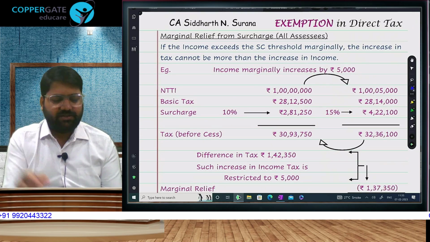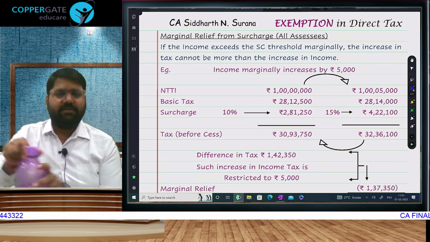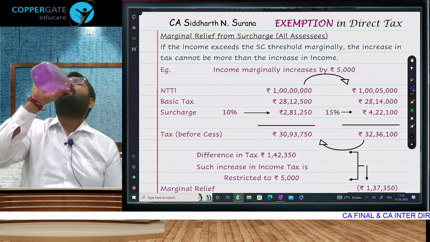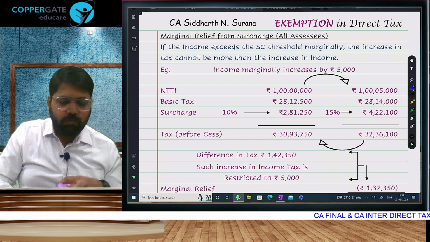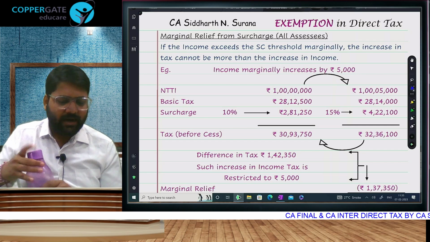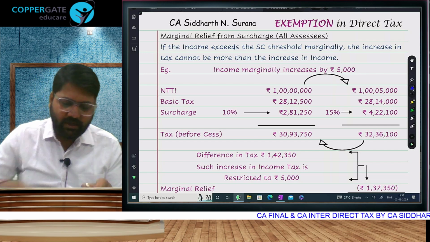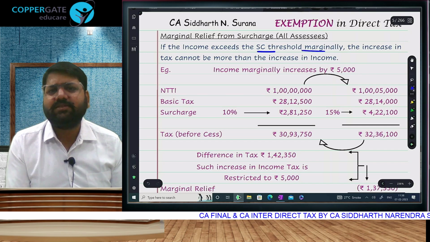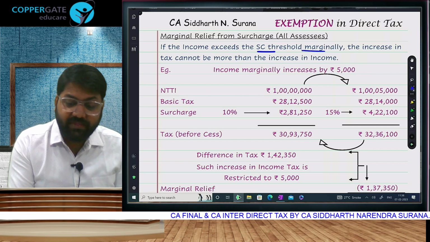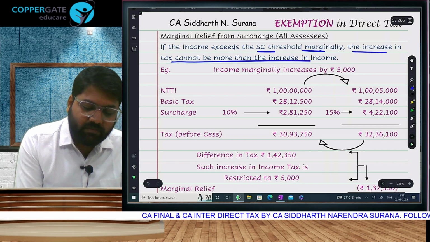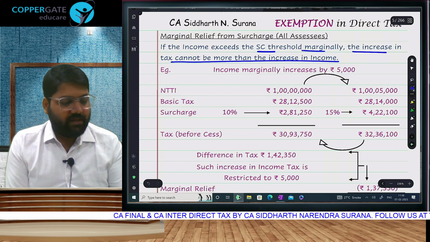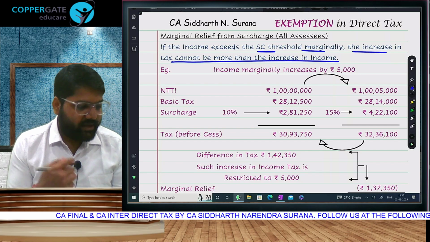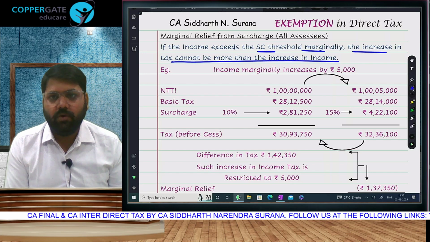Within the concept of surcharge, we have a small concept of marginal relief. If you go through the numbers that we have done, it is very easy to understand. Marginal relief from surcharge: if the income exceeds the surcharge threshold marginally, just exceeding the surcharge threshold, then the increase in tax cannot be more than the increase in income. The difference in tax cannot be more than the increase in income.